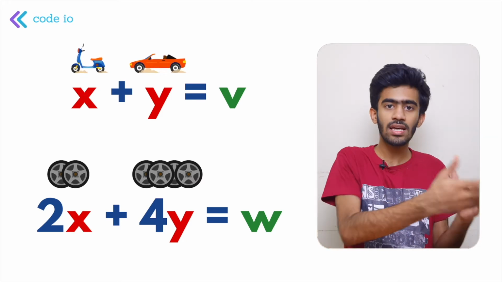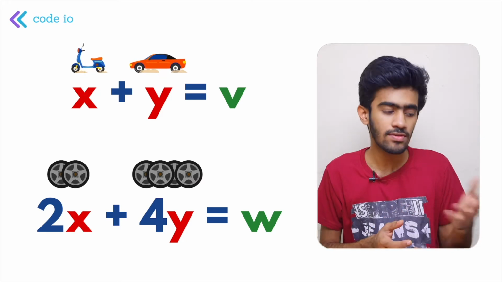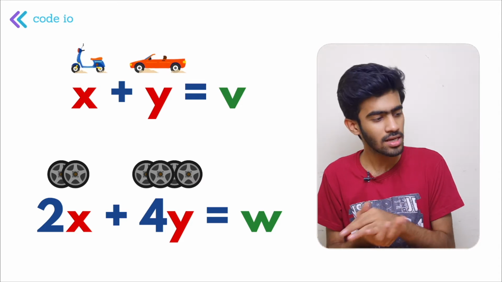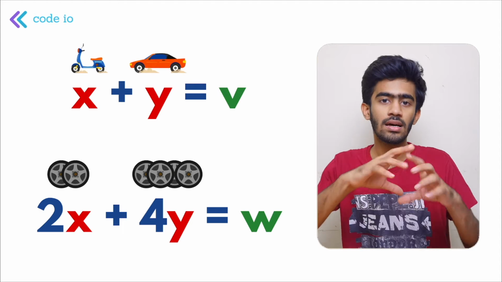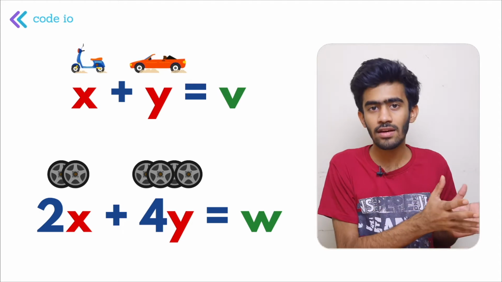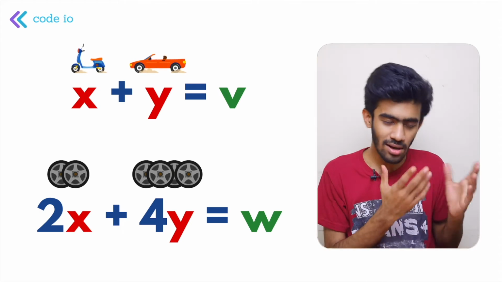In the specific sample input that is being given to us, v is 200 and w is 540. So x plus y is equal to 200 and 2x plus 4y is equal to 540 would be the specific equations, but here we have the general equations. We'll solve the general equations.